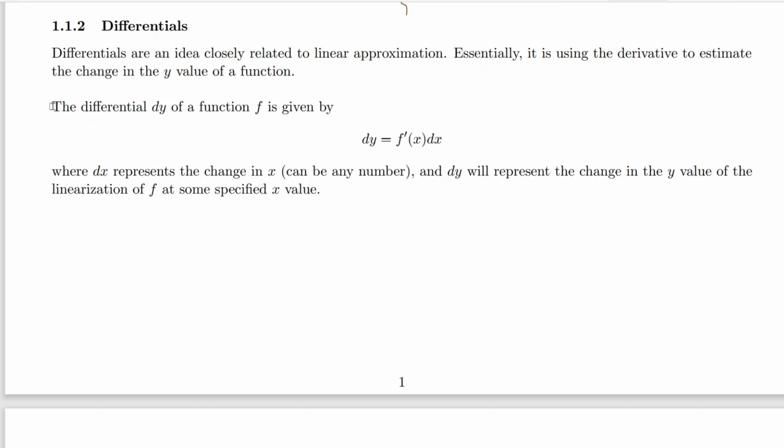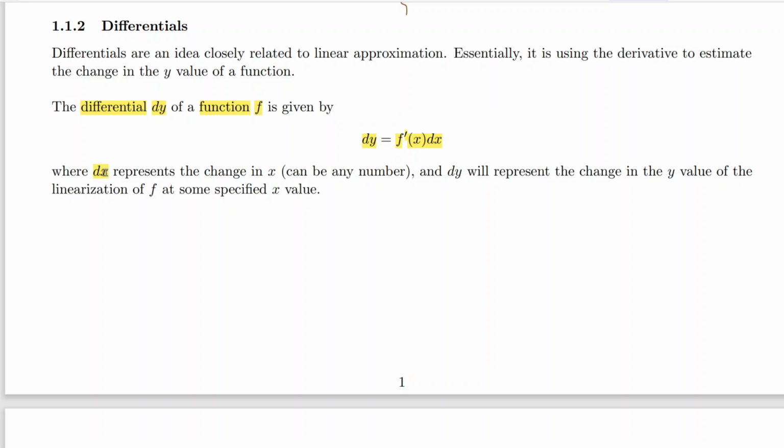Right, but by definition, the differential dy of a function f, so I should specify we definitely need a function f, is given by dy equals f prime of x times dx. Now, one thing is that with linear approximations, we specified some a value to find the linear approximation from. When it comes to differentials, we're not specifying an x value. This is actually going to be a formula, as you'll see. We'll use the formula to figure out things using the differential.